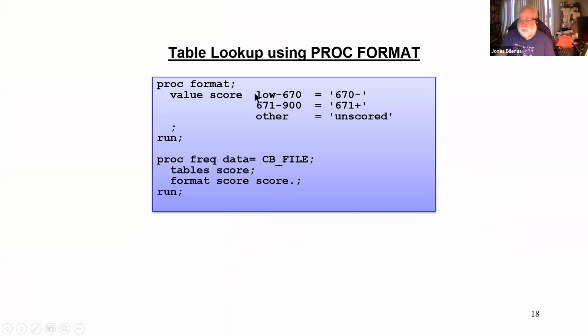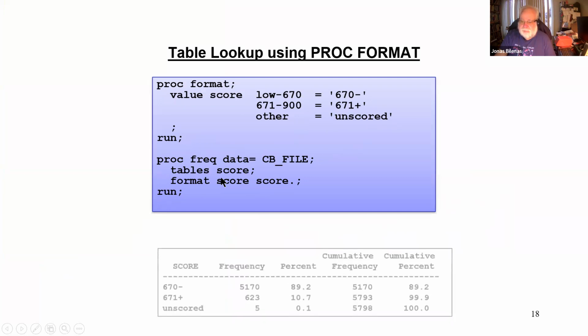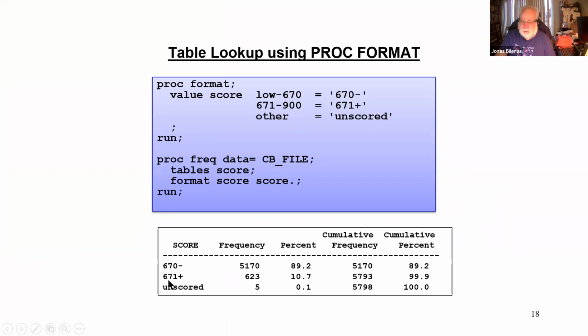So now you can do this in PROC FORMAT. You do this before the procedure, so you don't even need a data set. So you have low to 670 labeled, these ranges are that label, and others as unscored. And we see everything works out nicely, and we didn't even have to indicate a length for the label.